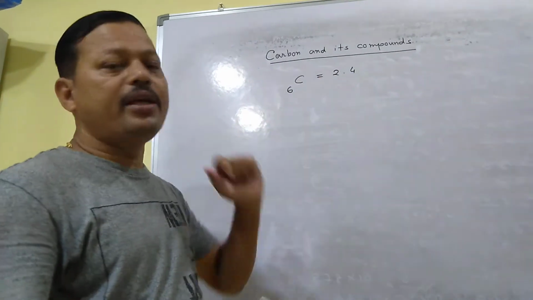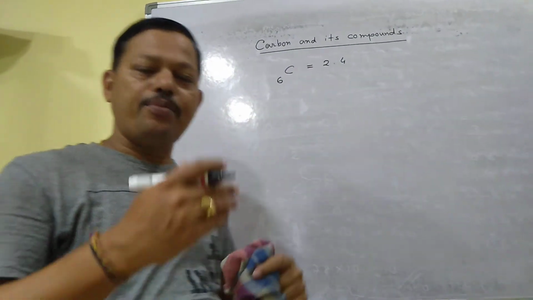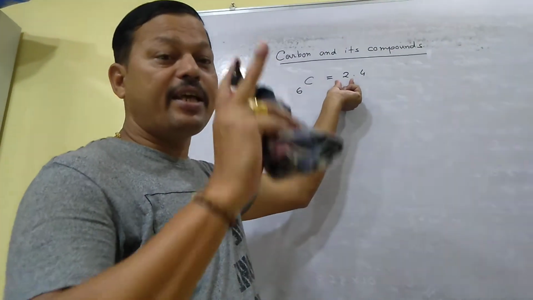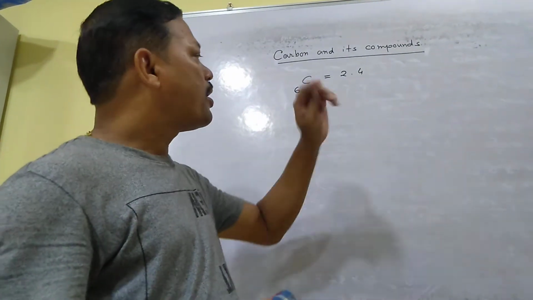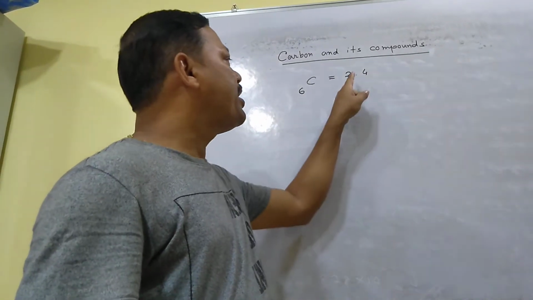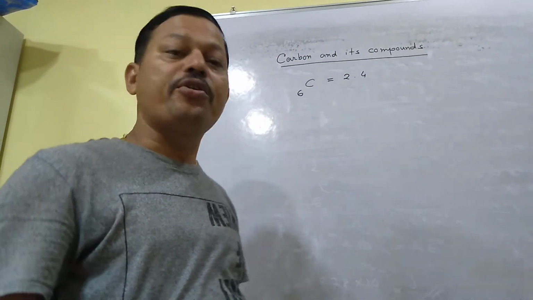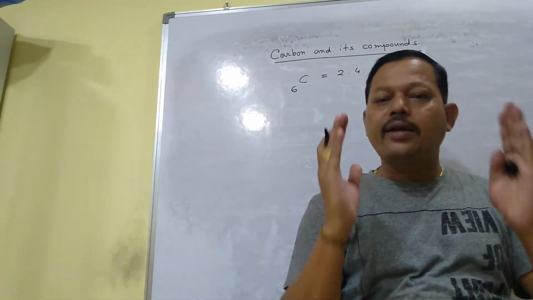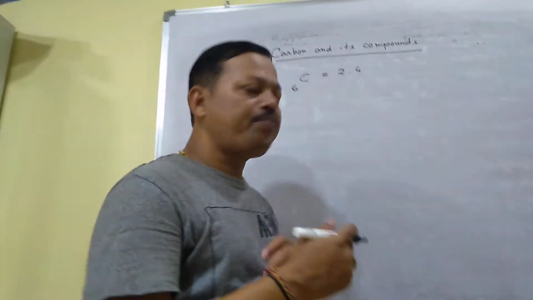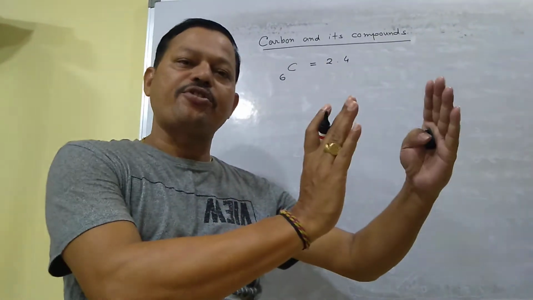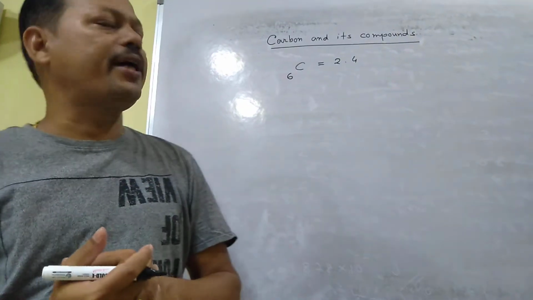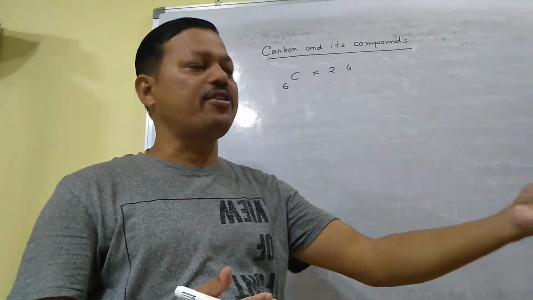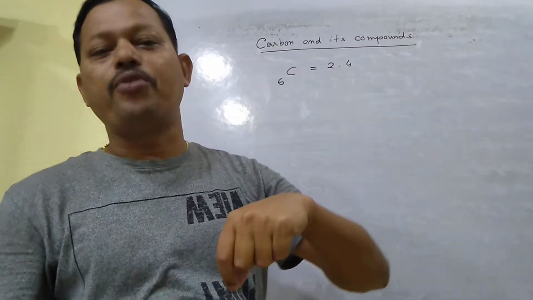So to get stability, what will carbon do? Carbon could release 4 electrons, then 2 electrons will remain, and that is the helium noble gas configuration. Or carbon could gain 4 electrons, then the configuration becomes 2, 8, that is the neon electronic configuration. I mean, to get the noble gas configuration, either carbon has to release 4 electrons or gain 4 electrons. But do you know, carbon neither releases 4 electrons nor gains 4 electrons. Do you know why?